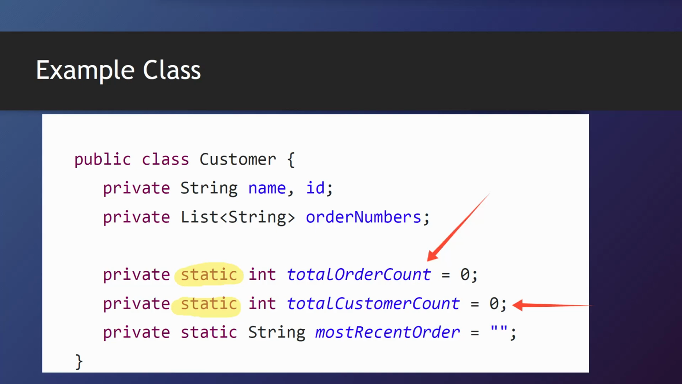You might also keep track of the most recent order made, no matter which customer made it. That would also be static because it is, again, a shared piece of data that's associated with the customer class in general, not with any individual object.